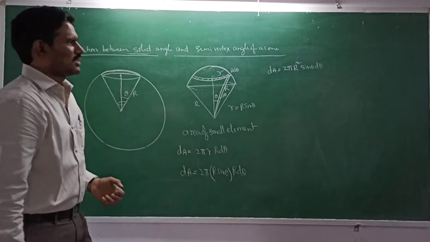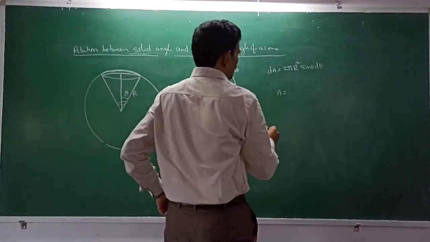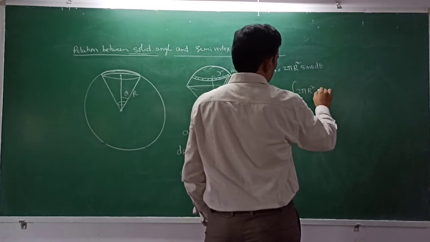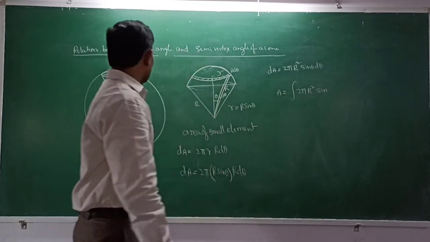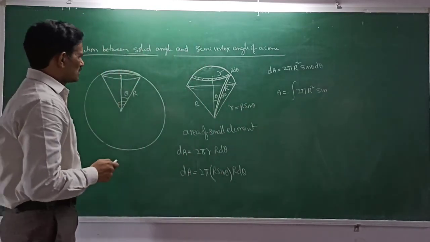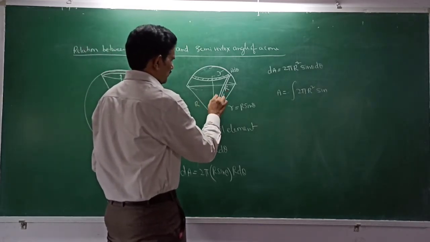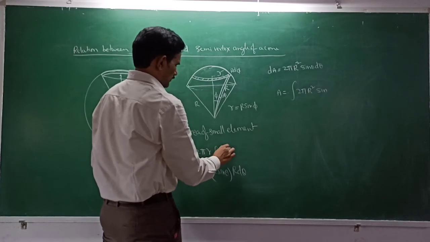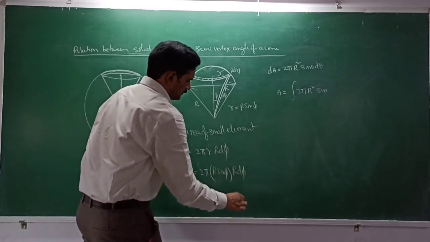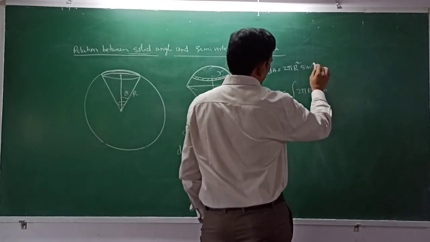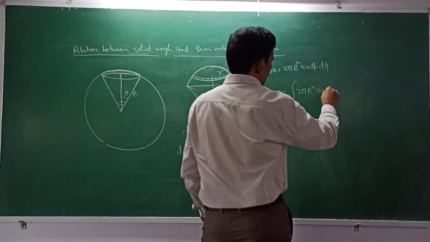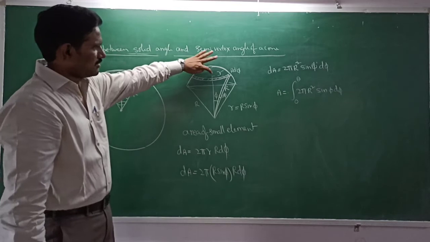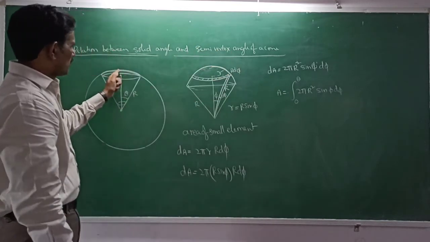Now we need to integrate the area of that element. So the total area we can write as the integral of 2 pi R square into sine. So do one thing: here we are taking this complete angle as theta, so let us take these angles as phi and d phi here. So this angle I am taking as phi and d phi, so that finally the limits you can take from 0 to theta. This is from phi to d phi, and the limits are now from 0 to theta. That means 0 means you will be here, and that theta means you will be here. That means from here to here in reality.